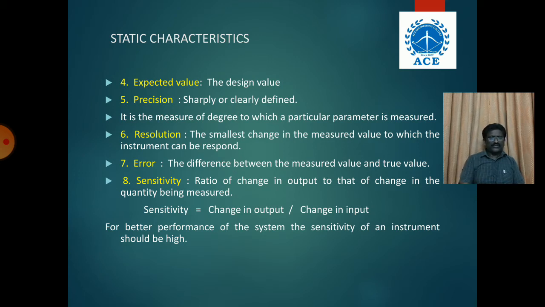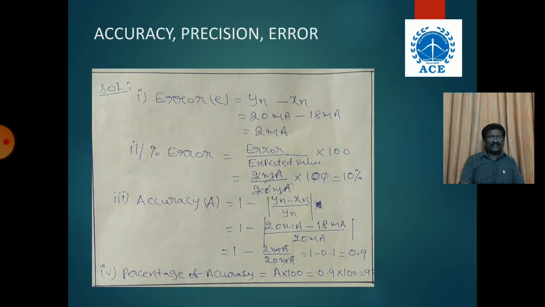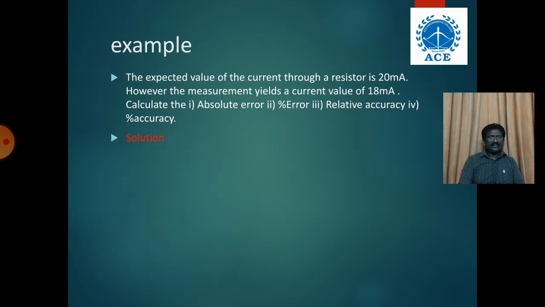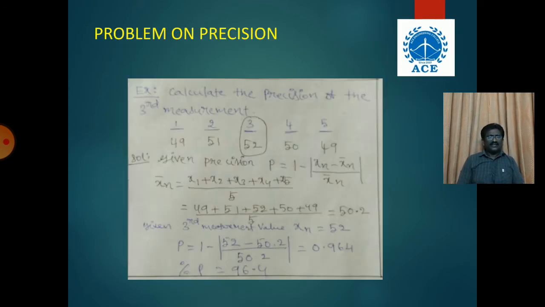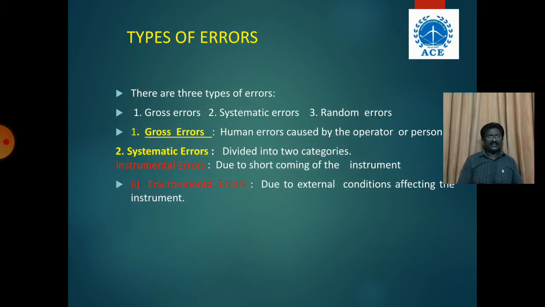Next, I am going to explain types of errors. There are three types of errors. One is the gross error, second one systematic errors, third one random errors. Gross errors are the human errors caused by the operator or person. Simply you can say human mistakes.